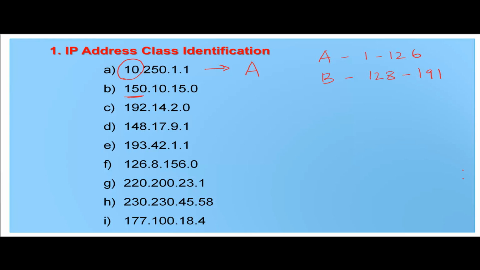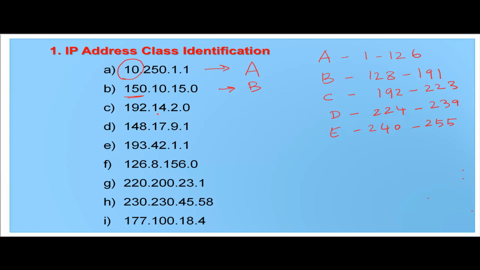For class C also I am writing here. For class C, the range is from 192 to 223. For class D, it is 224 to 239. Then for class E, it is 240 to 255. So these are the ranges of IP addresses available. According to this, for the second IP address, 150 belongs to class B. So this is a class B IP address.